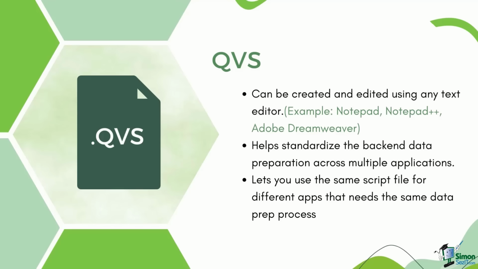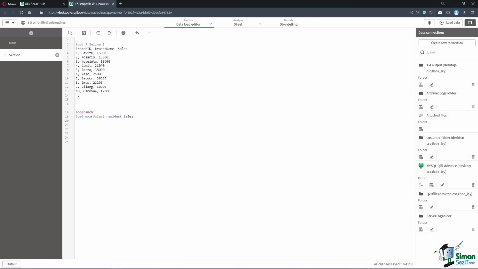At the same time, you can also create a QVS using the editor program by saving it with the extension .qvs. By using script files, you can standardize the back-end data preparation across multiple applications. This lets you use the same script file for different apps that need the same data prep process, which saves time and makes your script management a lot more efficient. Let's look at how we can package code in script files, as well as how to call them to load and prepare data in a new app.